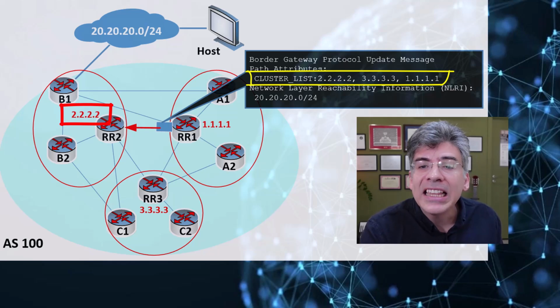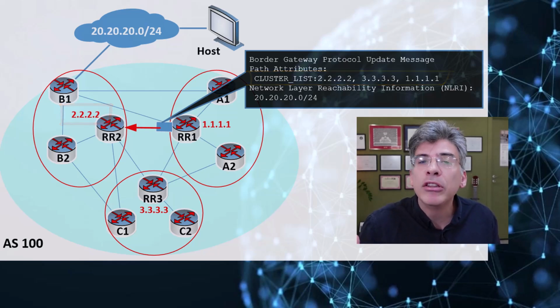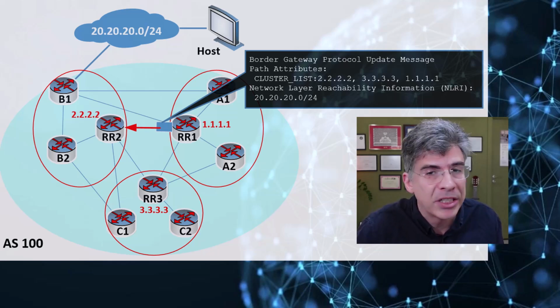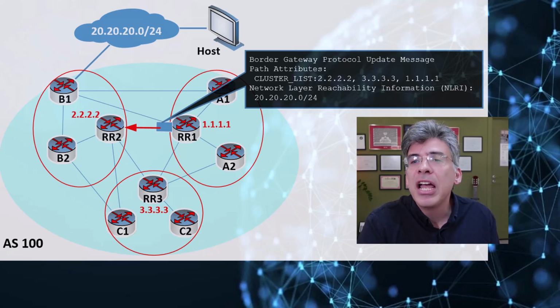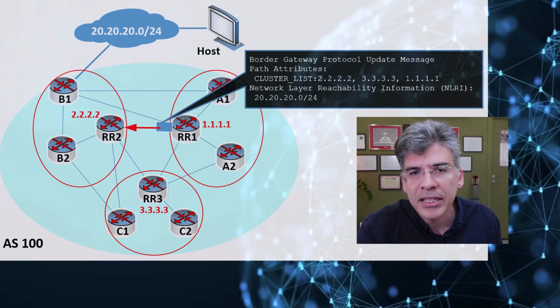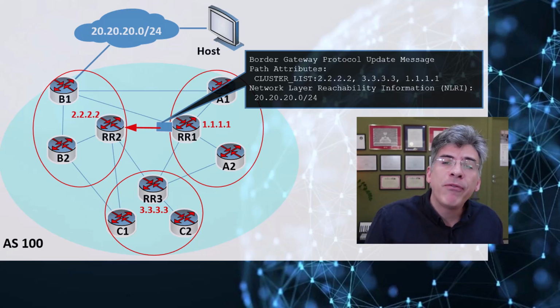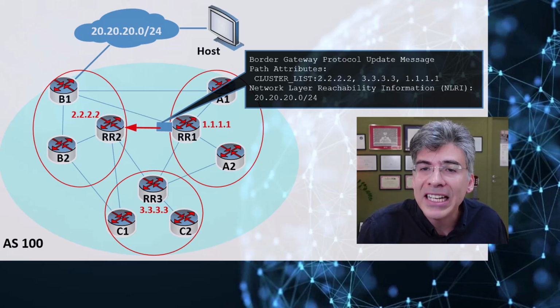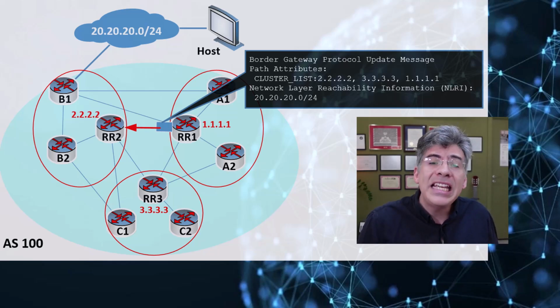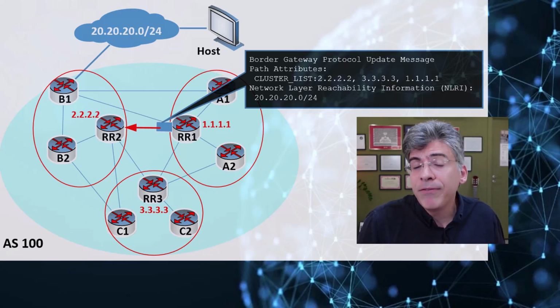So you see that the cluster list is used to ensure that any routes that have been learned from within a Route Reflector's particular cluster, if they are re-advertised into that cluster, they will not be installed and thus routing loops are mitigated. Now, as I mentioned before, by default, a cluster is composed of a single Route Reflector and its clients. And the cluster ID that's used by default is the router ID of the Route Reflector.